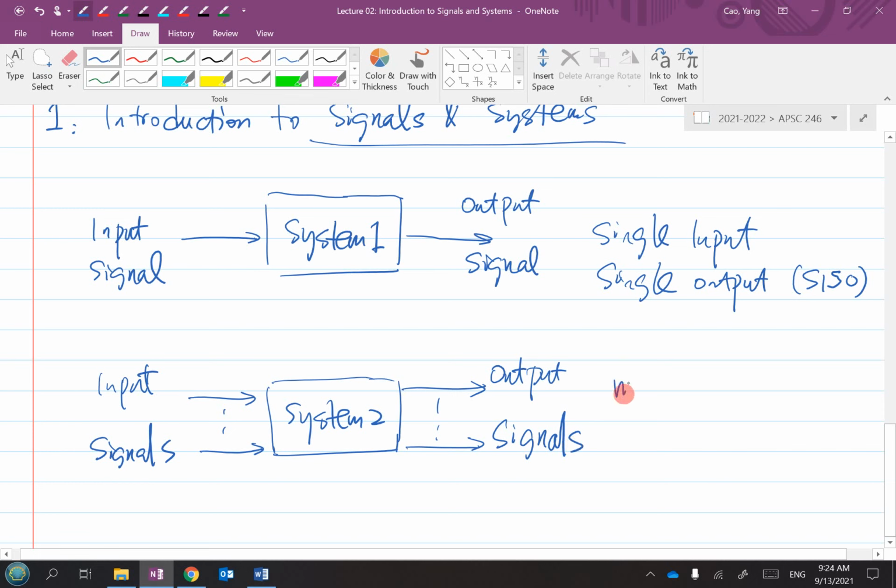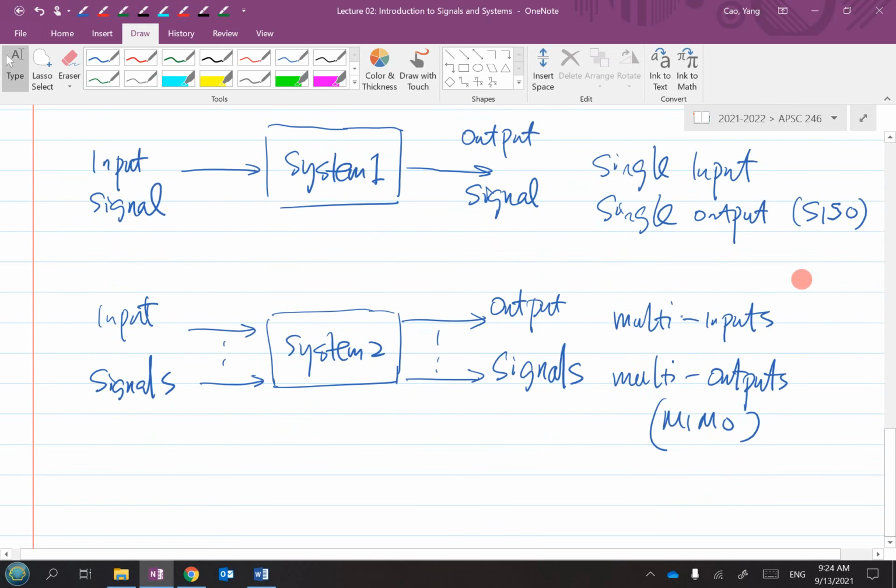In reality, this is certainly the most typical type of system. We call this a multi-input, multi-output system, MIMO. Okay, that's the bigger picture. Without getting into the detail, there are more advanced modeling approaches to study dynamic multi-input, multi-output systems. In this class, we'll focus on the SISO system.